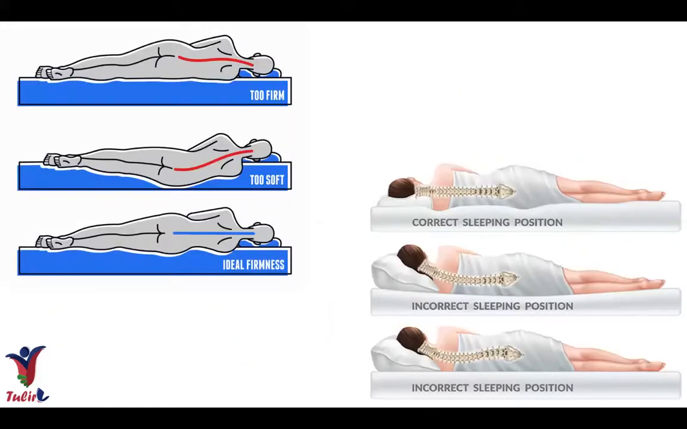Even your sleep position should be proper. As you can see, the firmness of your mattress should not be too hard or too soft. If it is too firm, you can see how the spinal curve is irregular. And if the mattress is too soft, you can see how the spine bends. The ideal firmness should be this one, not too soft and not too hard. It should be ideal so that your spine is straight and you don't strain your spine.